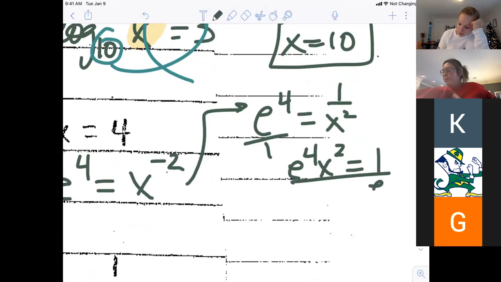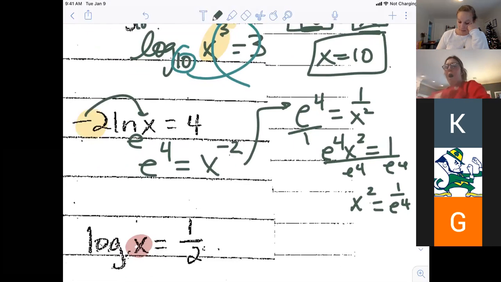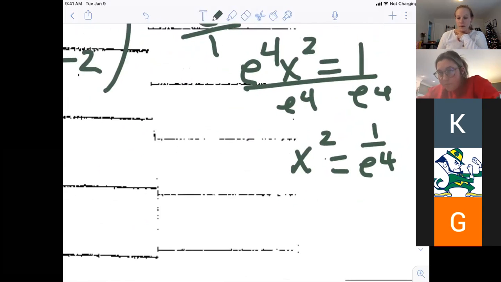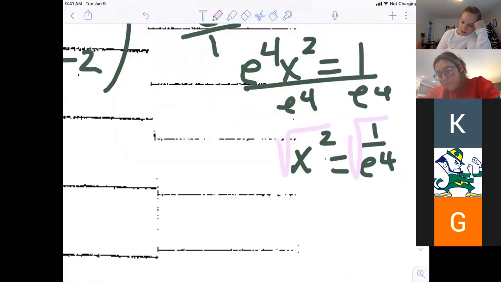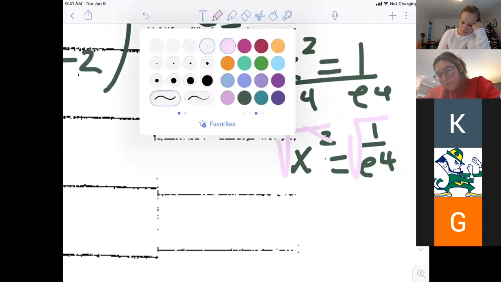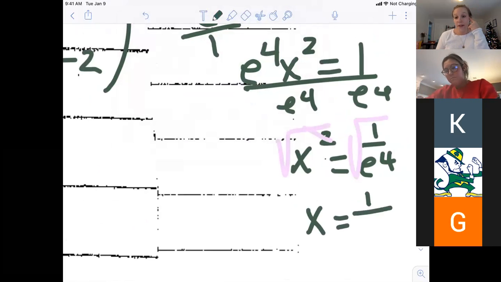If I divide and move the e to the fourth to the other side, then I can get x squared by itself. And then the last thing I would do to get x all by itself is square root both sides to get rid of the square. So x is about good. Square root of 1 is just 1, that's good. And then square root of e to the fourth, well, e to the fourth is e times e times e times e. So I've got 2 pairs of e's, and so I can take 2 e's out. So I'm left with e squared.